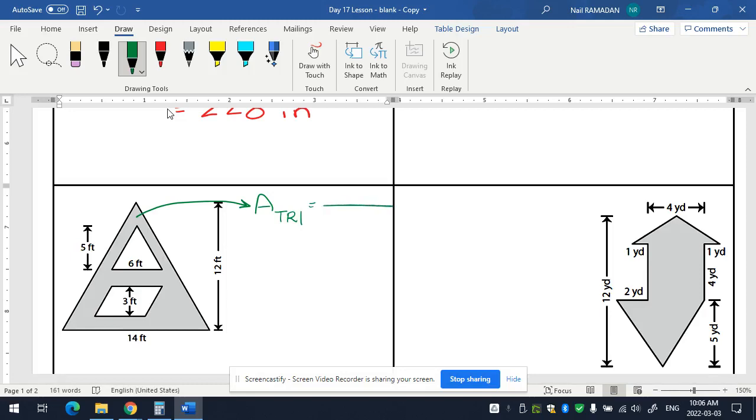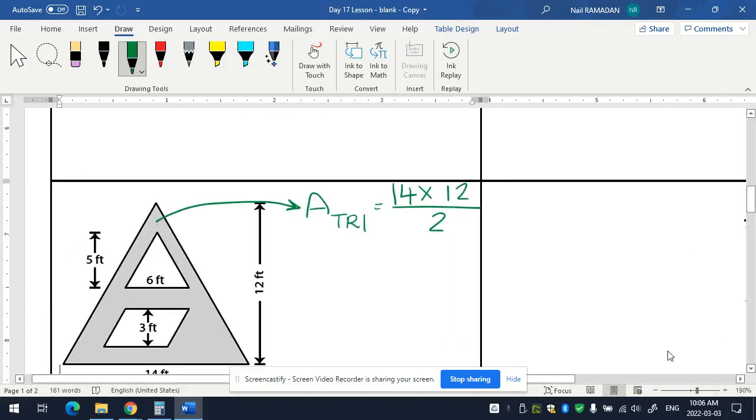Can you tell me how wide is the base of the big triangle? 14. How high is the height of the big triangle? It is 12. Yep, from beginning to end. All divided by 2. Let me zoom in so you can see. Okay, what's 14 times 12 divided by 2? 84. In what units though here? Apparently, everything is measured in feet, so it has to be feet squared.